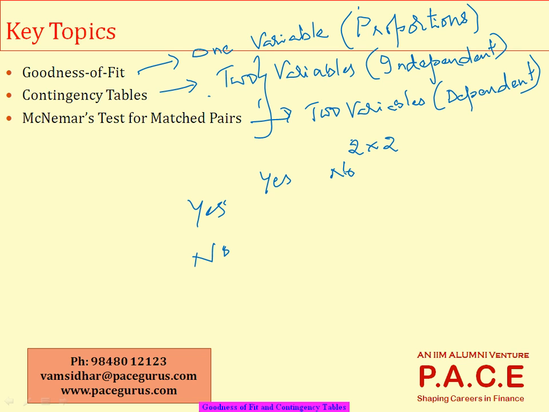If such is so, more on dichotomous kind of data sets is where the McNemar's test for matched pairs will work, and they should be pretty much matched data. So that is one more aspect that needs to be looked at from the McNemar's test perspective. So these are the three different analyses we would be doing on the categorical data. Now let's go one by one.